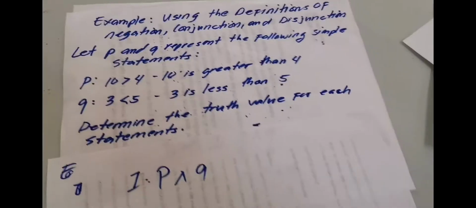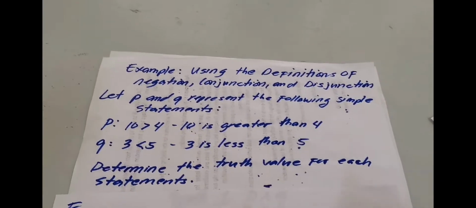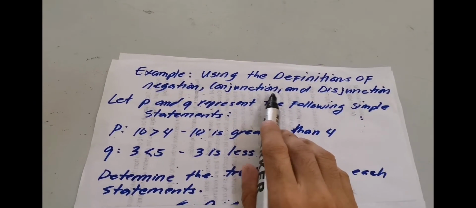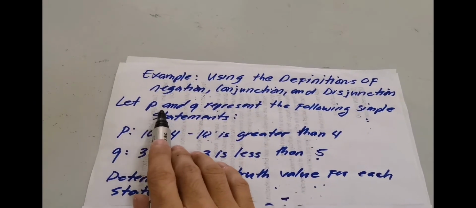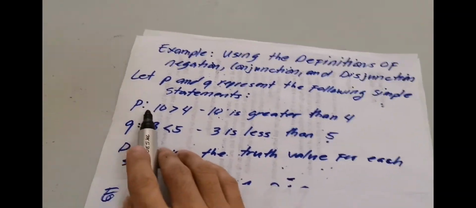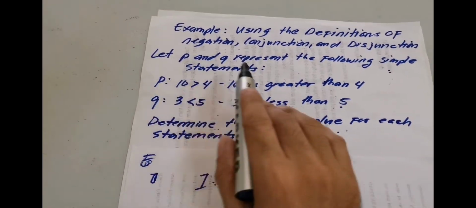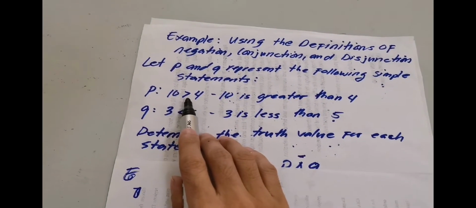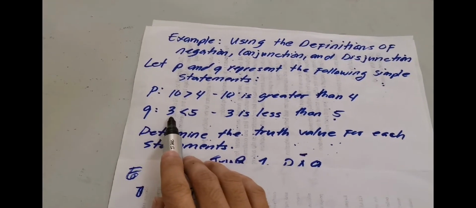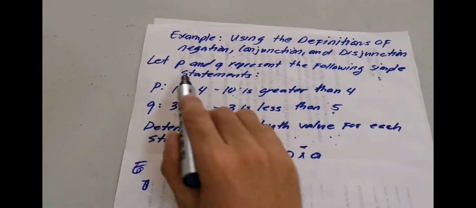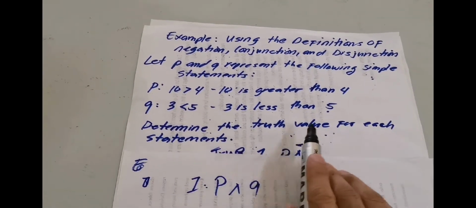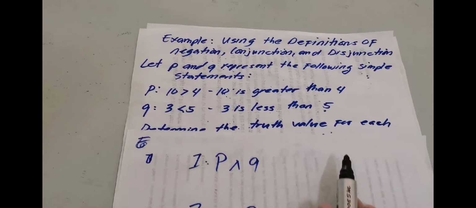So, for example, using the definition of negation, conjunction, and disjunction, let P and Q represent the following simple statements. So we have the two statements here. The statement P is 10 is greater than 4, and the statement Q is 3 is less than 5. So kabalo ta nga kaning duha ka statement is true ni siya. So determine the truth value for each statement.